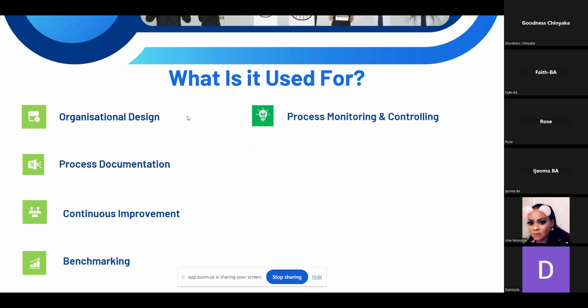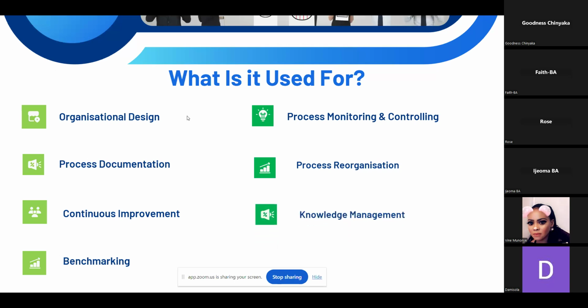Again, process monitoring and controlling. So you may know that there's a bottleneck or there's a weakness and you don't really know how to capture it. So you can use a process map to do that. Process reorganization, you want to move things around. Maybe you want to bring in people, take people away, all of that. You want to reorganize your organization. In order to do that, you may need to map out what the roles are currently doing and what the new roles are going to be doing.